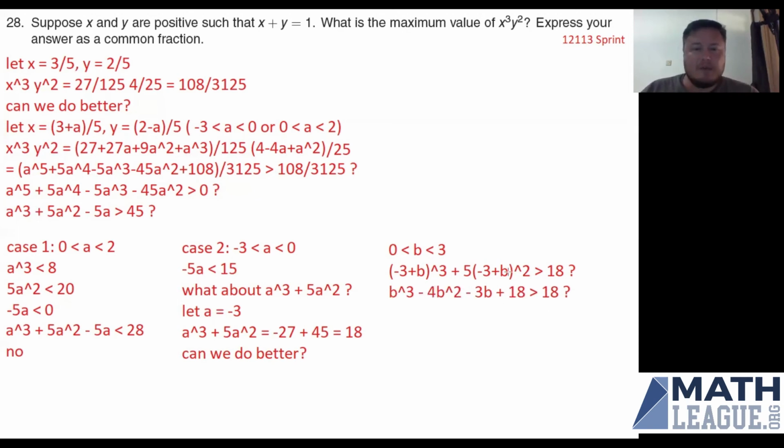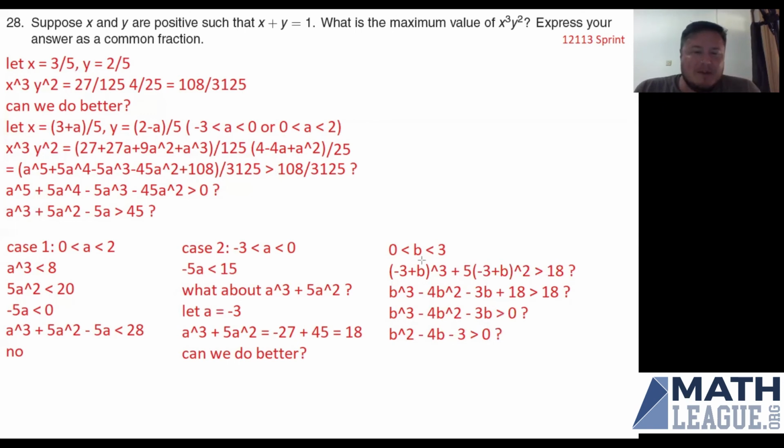All right, you do all the multiplication, you get b cubed minus 4b squared minus 3b plus 18 greater than 18. Can I make that happen? Well, let's take a look. First off, let's subtract 18 from both sides. That just makes it a little bit easier. And then I guess the next step would be I can factor out a b from this. I know that b is positive, and so if I divide both sides by b, I actually end up with a quadratic.